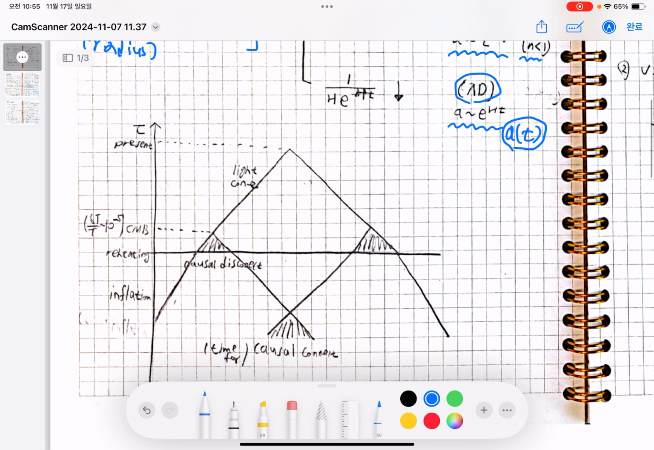So keep this in mind. Last, a review of the horizon problem.